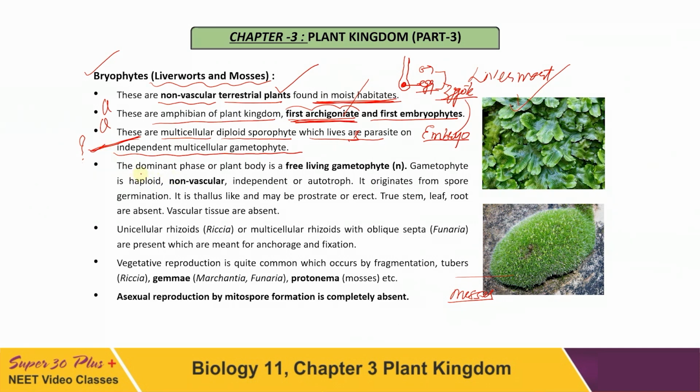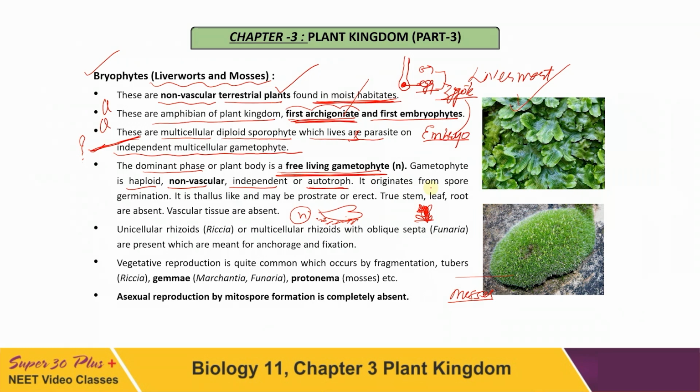The dominant phase of the plant body is the free living gametophyte. Let this be the free living gametophyte. It may be like this and it may be like that. The small plant about 1 centimeter, an erect structure, this one is liverwort, that one is moss. They have n number of chromosomes, a haploid number of chromosomes, known as gametophyte, and this is the dominant phase which will remain for a long time in the life cycle. Free living gametophyte. Gametophyte is haploid. It is non-vascular. This is independent, and this is autotroph. This is green in structure, and it can do photosynthesis.